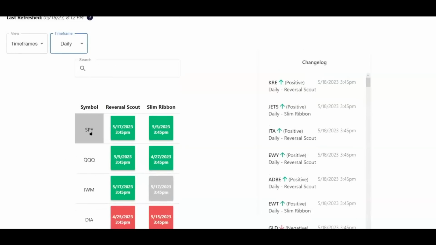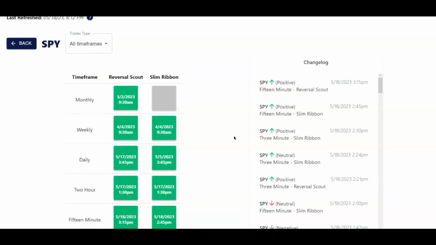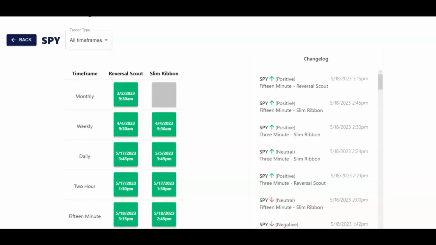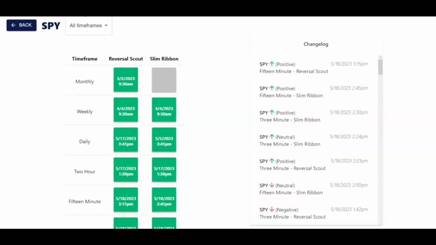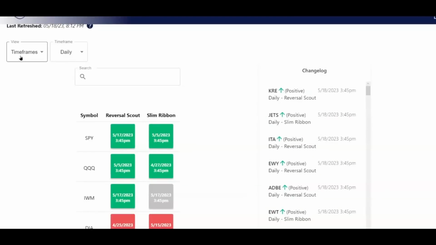If I click on SPY, which is something we all want to see, then it shows you each of the different time frames in there, and you can see that on the weekly it turned bullish on April 4th, and that's when it turned green, the daily on May 5th there, and then the reversals got caught up on May 17th, and the 2 hour, 15 minute, and then all the way down to the 3 minute in here. So if you were a really short term trader, you would then be using the 3 minute, the 15 minute, really be helpful. So this is just a great tool, and you can see how important it is to really understand the conditions of the market.